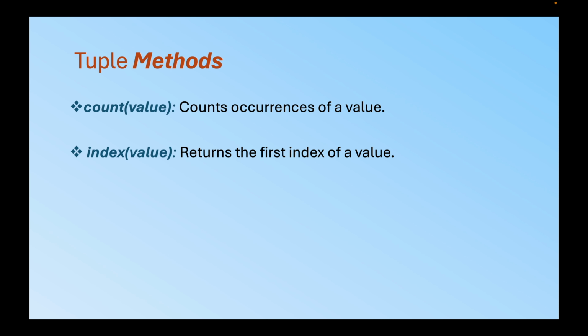So this is the length of our tuple. Tuple methods are built-in functions in Python. They allow us to perform certain operations on tuples. Tuples have only two built-in methods. The count method counts how many times an item appears in a tuple. Similarly, the index method finds the first occurrence of an item. Now let's go and practice in Python code.